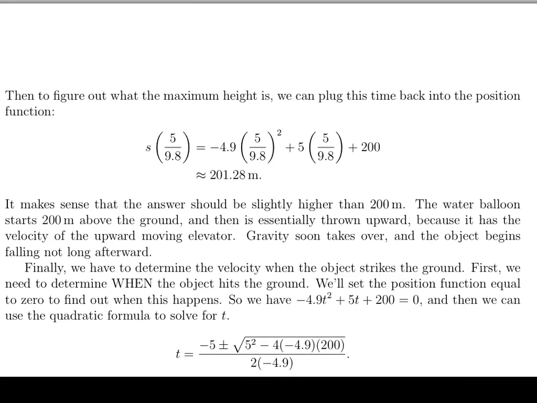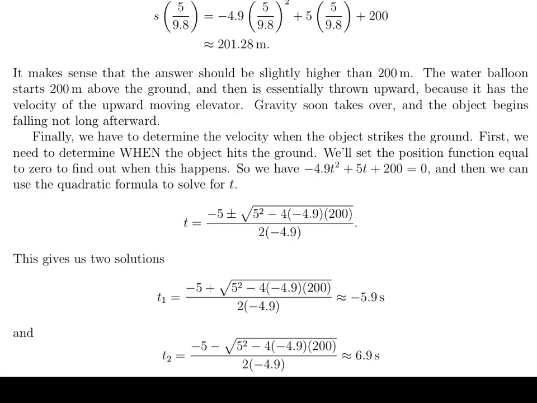So if we put everything into the quadratic formula, we get this. And then you can work out the two separate solutions, one of them with a plus, one of them with a minus. And we get two different answers, negative 5.9 and 6.9. Now that negative 5.9 doesn't make sense. It doesn't work in the context of the problem. We're starting at time equals 0. So this answer here, we're just going to throw it out.